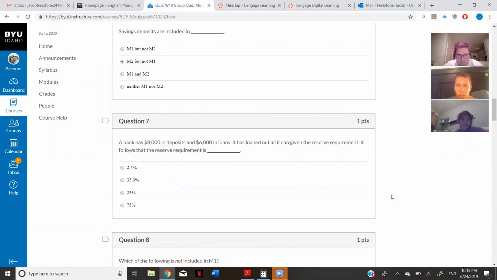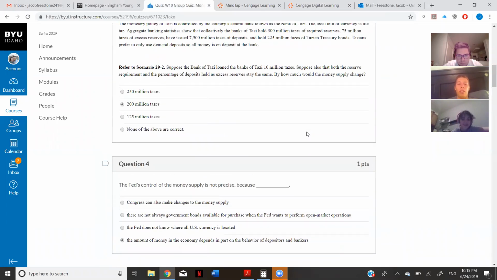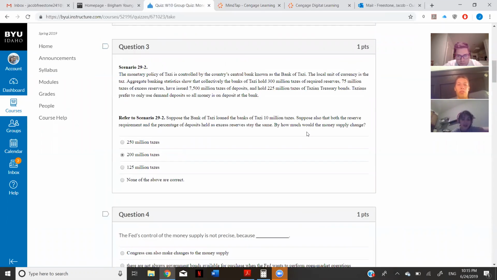Oh, so wait, hold on. So I got 5%, not 4%, and I get it. That's how I got 200, but I'm trying to figure out how I got 5%. How did you get 5% to get 200? 5%, so times what? The money multiplier, I would do 1 divided by 0.05, which gives us 20, and then we times it by that 10 million that the bank is loaning.